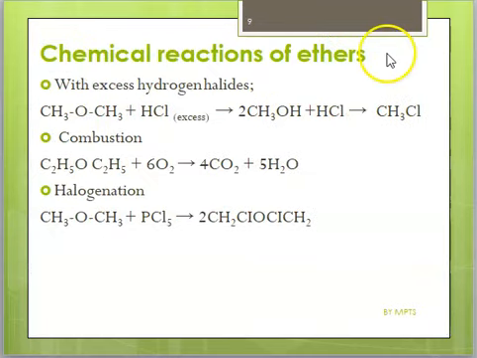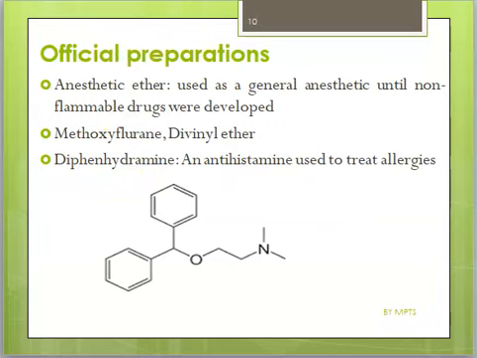What are the reactions of ethers? Of course, with excess hydrogen halides, you can form alcohols, and then you can get an alkyl halide. Combustion, you get carbon dioxide and water, and when you halogenate them, you get this product. You can always pause to review what I've said. This is also important.